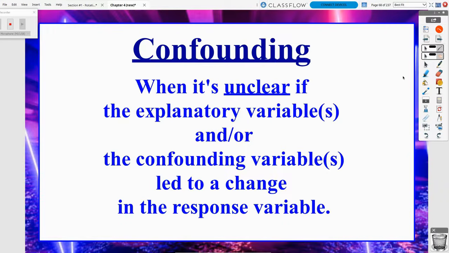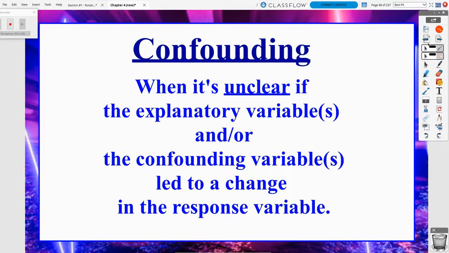Now, with confounding variables comes confounding. Confounding is when it's unclear if the explanatory variable or variables, depending on how many we're talking about, or the confounding variable or variables, depending on how many we're talking about, led to a change in the response variable. Okay, so it's unclear how much of what we saw in the response variable was because of the explanatory variable and how much was really because of the confounding variables.